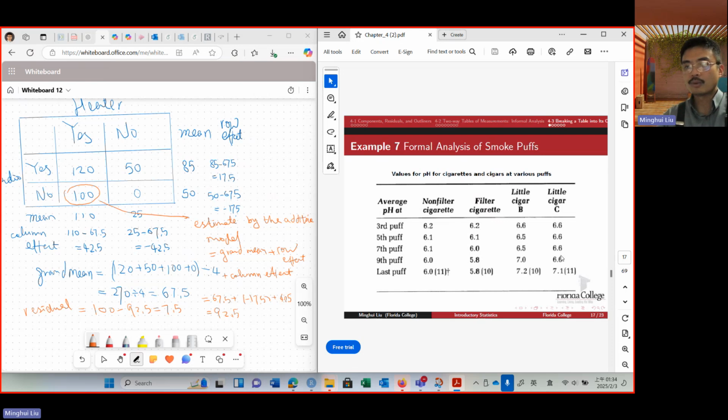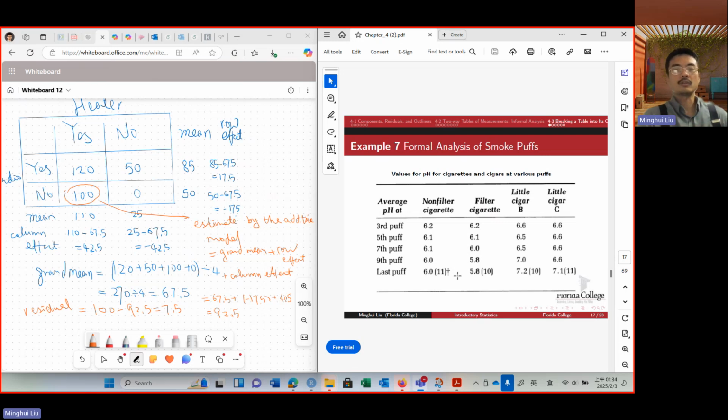And here, let's go back to our smoking example. This is the formal analysis of the smoke puff. So here, what we could do is to just analyze the raw data. That's perfectly fine. There's nothing wrong with it. However, there is something even trickier, to make it a little bit more convenient. The observation is that most of the data points will be 6 point something. Yes, I know there is 7.0, 7.2, and 5.8.